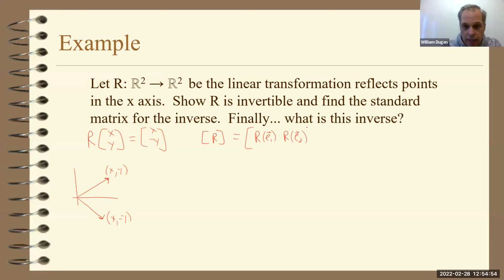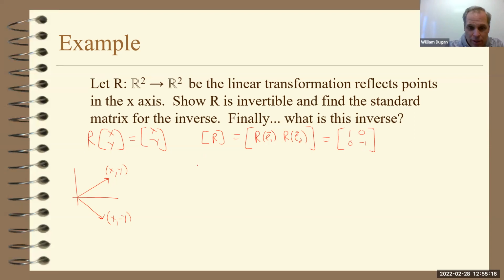So then doing that, R applied to E1 will just give you E1 back. So that's the first column. Second column, if I apply R to E2, that would then return 0, negative 1. There you go. So that's the matrix.